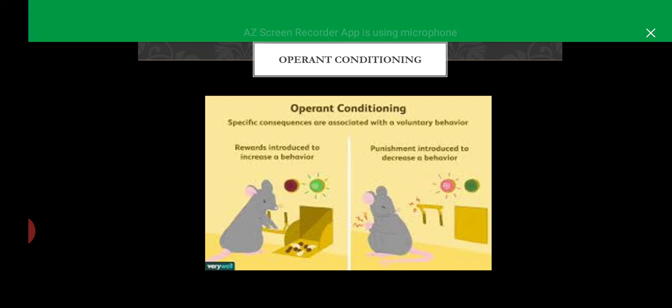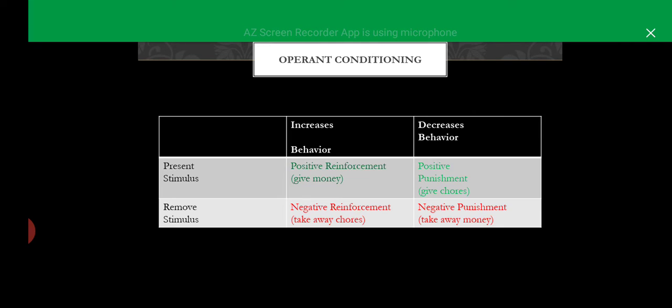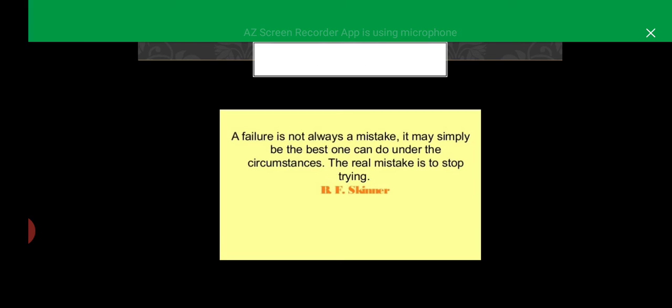Here's the picture about operant conditioning. Operant conditioning increases behavior and presents a stimulus. Increases behavior includes positive reinforcement, give money, and removing a stimulus, negative reinforcement, take away a course. Decreases behavior includes positive punishment, give a course, and negative punishment, take away money.